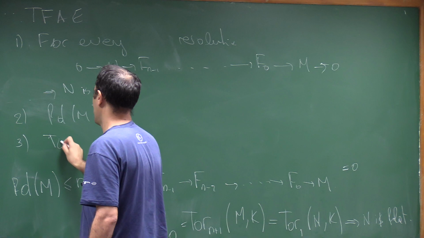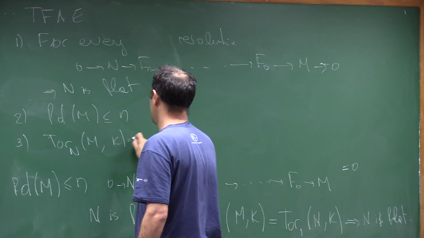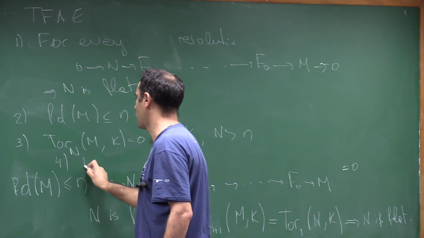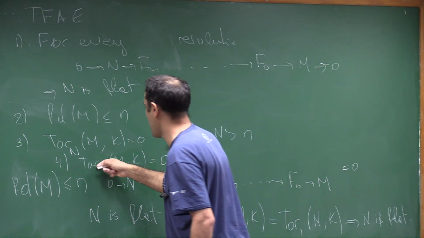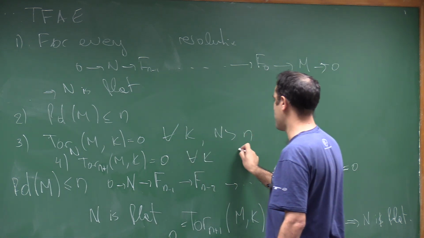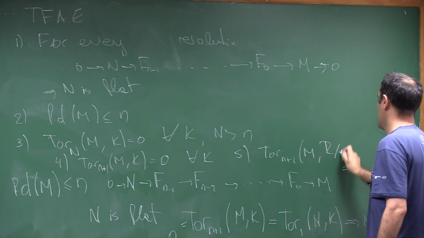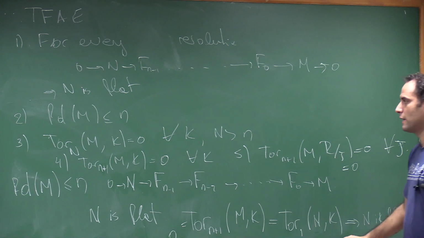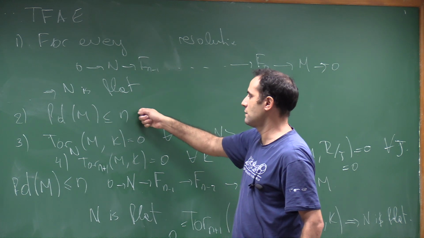Three, Tor_m(M, K) is equal to 0 for every K and every m bigger than n. And four, Tor_{n+1}(M, K) is equal to 0 for every K. And five, Tor_{n+1}(M, R/J) is equal to 0 for every ideal J. And the proof is exactly the same using this extra condition. So this implies this, implies this, implies this, implies this.